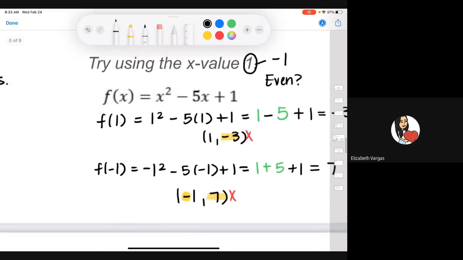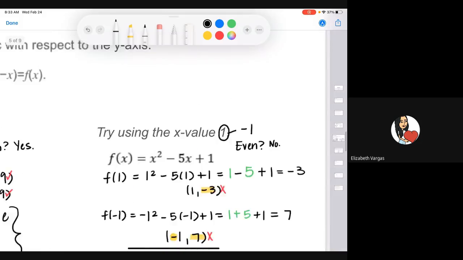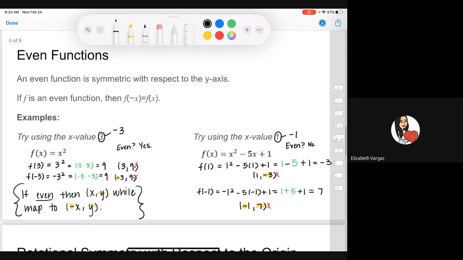And so because of that, if we're asked, is this even, we can say no. Because in order for it to be even, we have to get the negative x, but we also have to have the same y values. And in this instance, we do not. We have a negative 3 and a 7. Okay? So any questions about this? No, ma'am. No? Okay. All right.